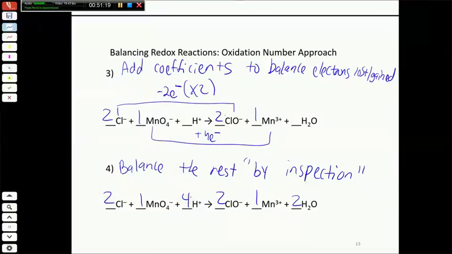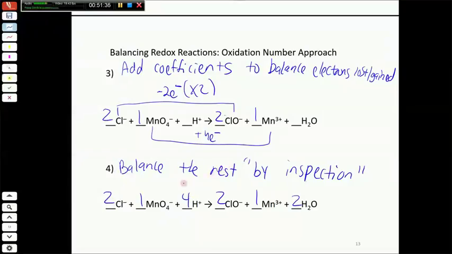4 H+. So very often the last things you're going to be balancing are H+ and water. You want to add enough water to make sure that the oxygens are balanced on both sides, and then you add enough H+ to make sure that whatever hydrogen you've added from the water is also balanced. Okay, so that's usually the order that things are going to go in.